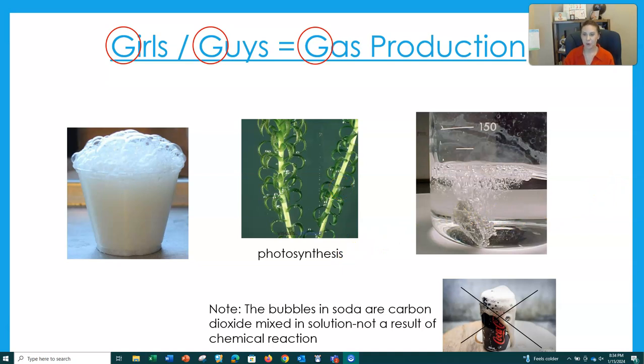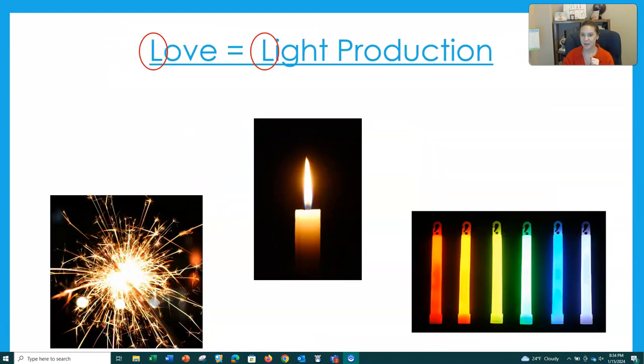I mentioned before, when you have baking soda and vinegar and you mix those two things, you can immediately hear the fizzing. And so because we know that there's gas being produced there, we know that it's a chemical reaction. The bubbles in soda, however, are carbon dioxide mixed in a solution. So it's not a result of chemical reaction. That's a common misconception, so I want to make sure that we address that one, okay?